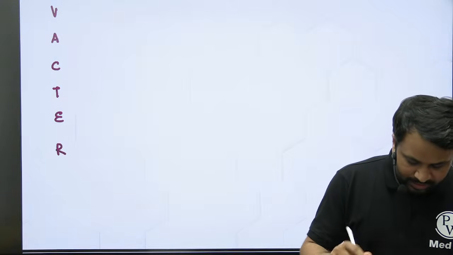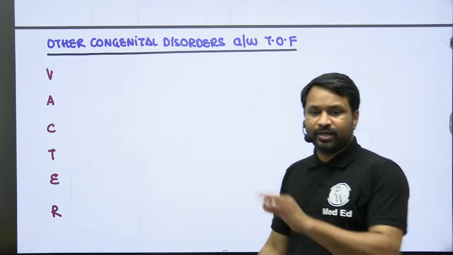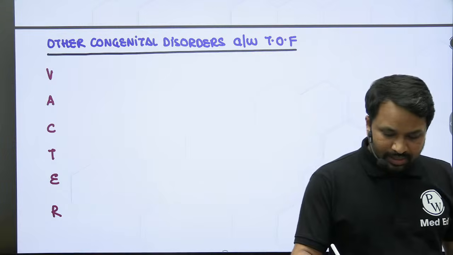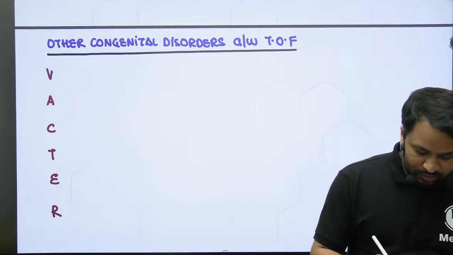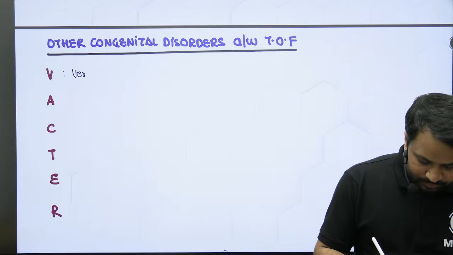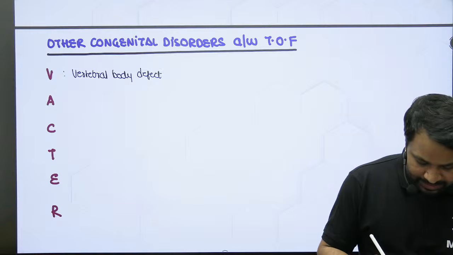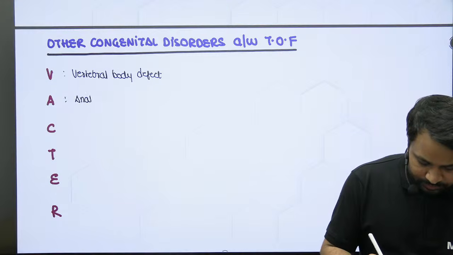So VACTERL, याद रख लेना, जब भी कोई बेबी TOF का आएगा ट्रेकियोएसोफेजियल फिस्टुला का, आपको ये चीजें इवैल्यूएट करनी है. तो इस इवैल्यूएशन में क्या क्या है? V stands for vertebral body defect. It is going to be the vertebral body defect. A stands for anal atresia. The anal opening is missing.